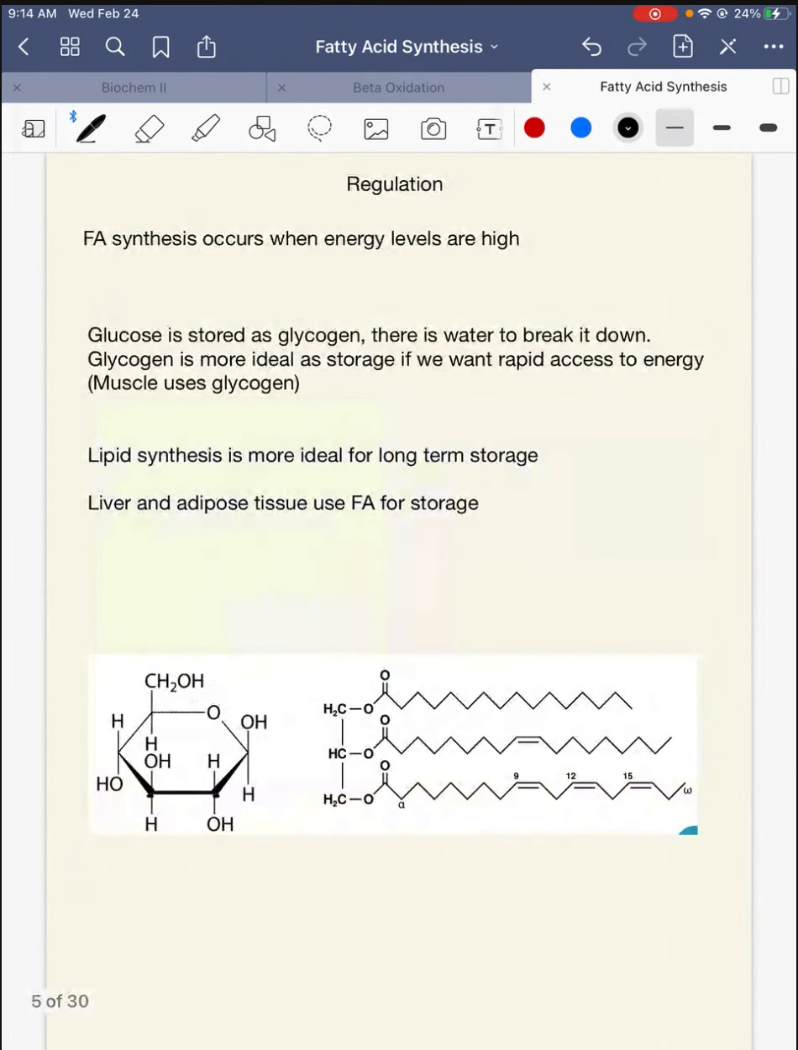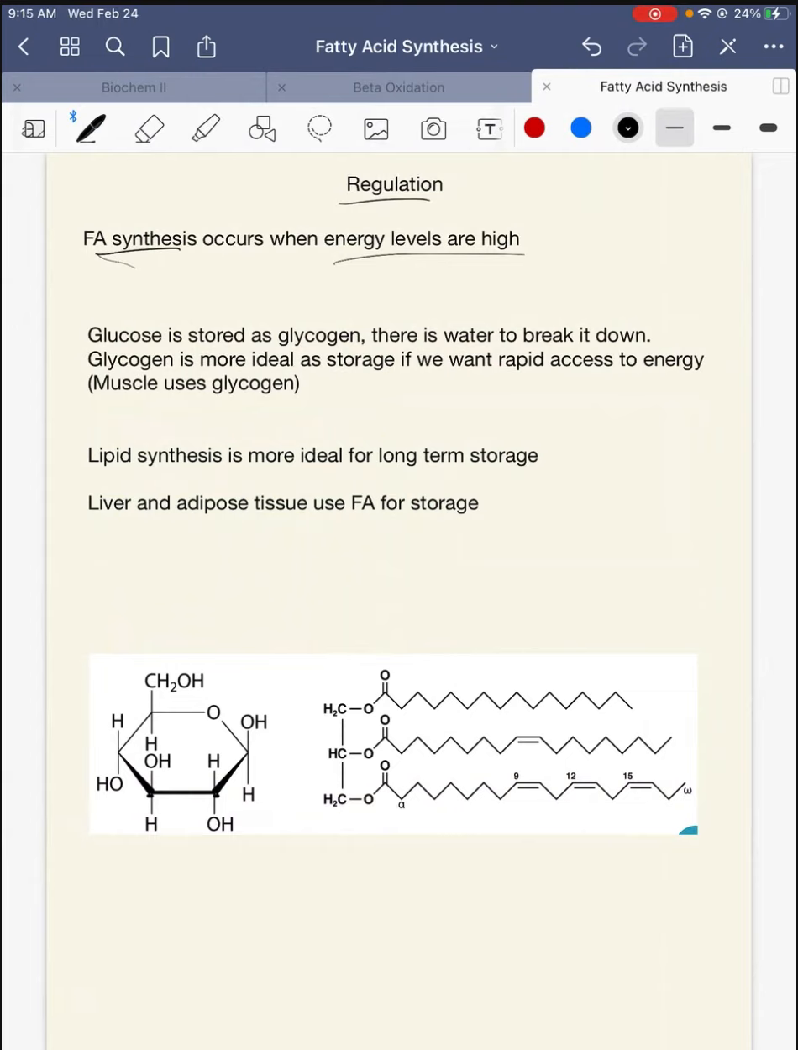Okay, so let's talk more about regulation. So we said it can be regulated by location first. Let's compare the difference between glucose when it's stored as glycogen and acetyl-CoA when it's stored as fatty acid synthesis. Okay, so they both occur when the cell is in a high energy state. So we can store glucose as glycogen when in a high energy state, and then we can store acetyl-CoA as fatty acids when we're also in a high energy state. The difference will depend on what the tissue needs.